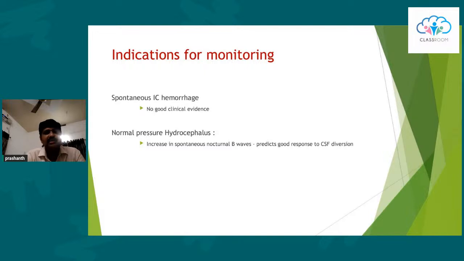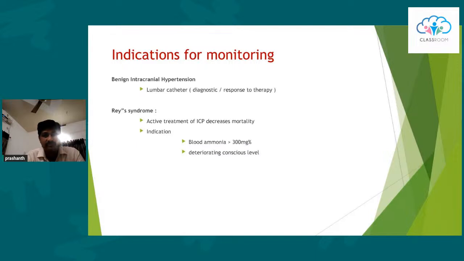There is no good clinical evidence to suggest that there is any benefit of ICP monitoring in spontaneous intracranial hemorrhage. However, for the secondary injury following an intracranial hemorrhage, ICP monitoring may have some value. In normal pressure hydrocephalus, ICP monitoring may be useful in prognostication of the outcomes after a diversion procedure. Similarly, a lumbar catheter is used for the diagnostic and therapeutic response to a therapy in benign intracranial hypertension. And you can use ICP targets in treating Reye syndrome.